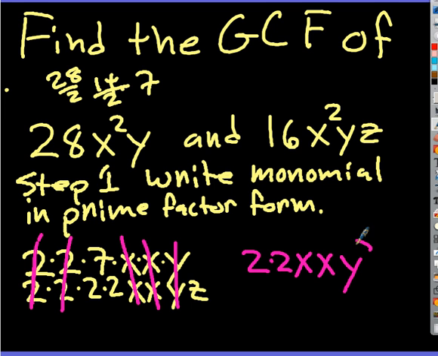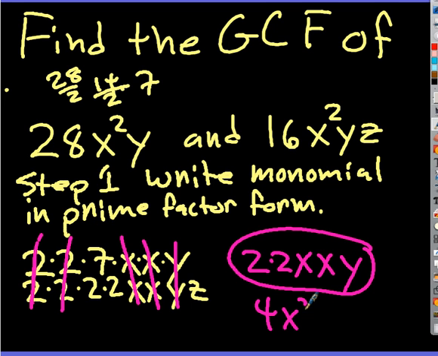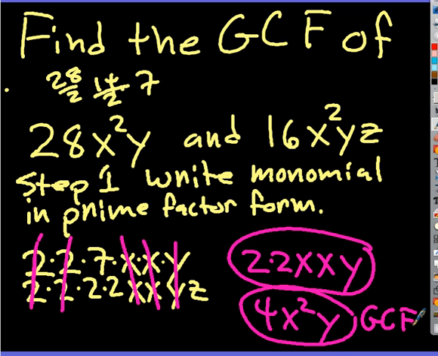And so now I'm going to take this and multiply it back out. 2 times 2 is 4, x times x is x squared, and y is by itself. So the GCF, the greatest common factor of 28x squared y and 16x squared yz is 4x squared y.